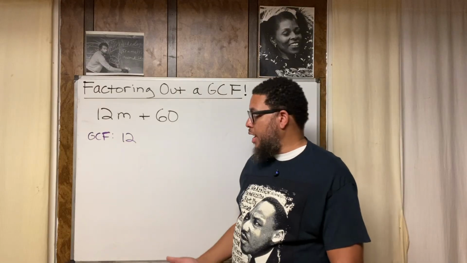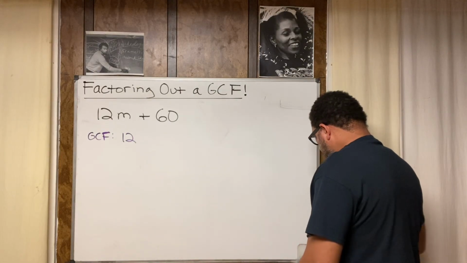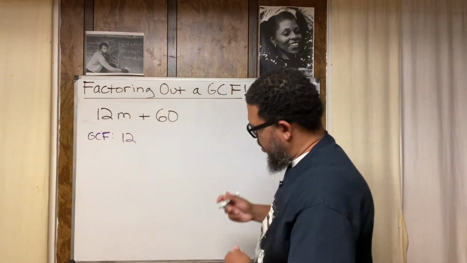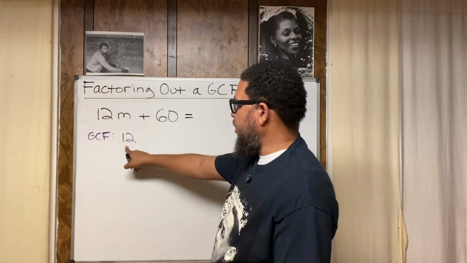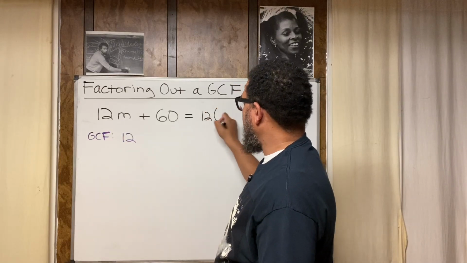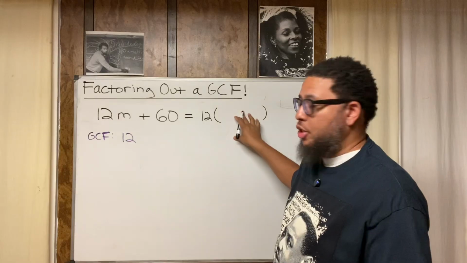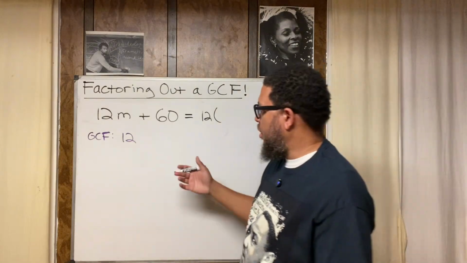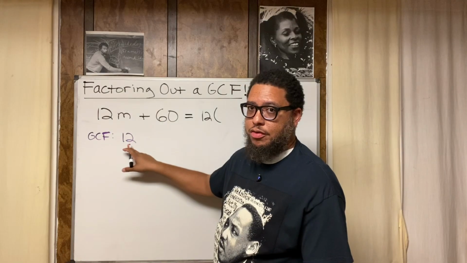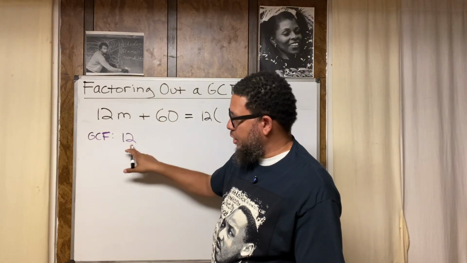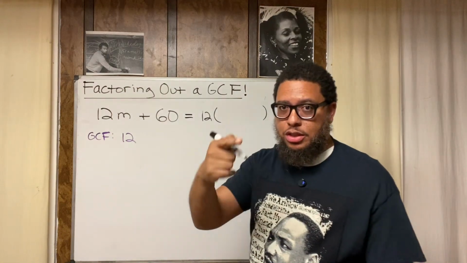It's just 12. Now, how do we factor this to completion? What we do is we put our equal sign and we write the GCF, which is 12. Then we write a set of parentheses. Now, something's going to go inside these parentheses. What though? Oh, the quotient. When you divide each of these by the GCF, each of these by 12, which is the GCF.